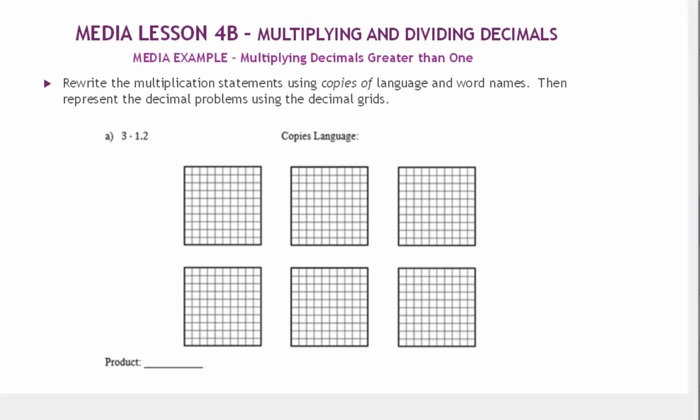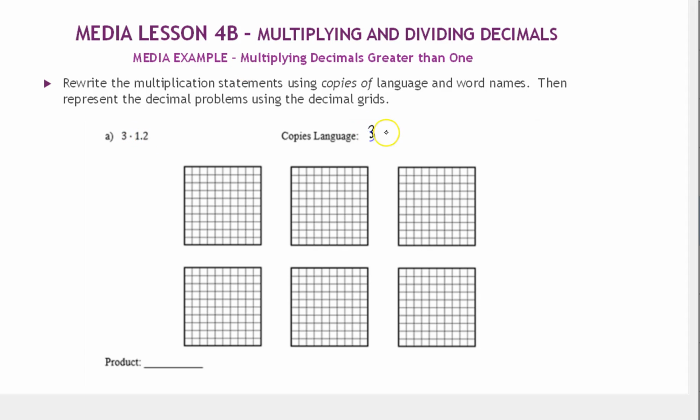In this example, we're going to continue to multiply decimals, but now we're going to look where one is a decimal that is greater than 1, and the other number is going to be either a whole number or a decimal. So rewrite the multiplication statements using copies of language and word names, then represent the decimal problems using the decimal grids. So here we have 3 times 1.2, or 3 times 1 2/10.